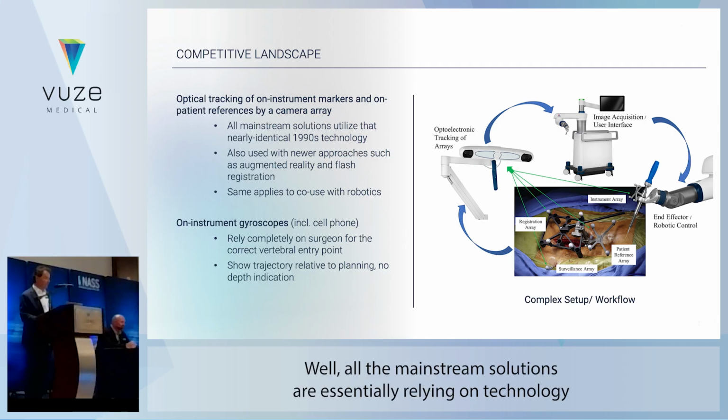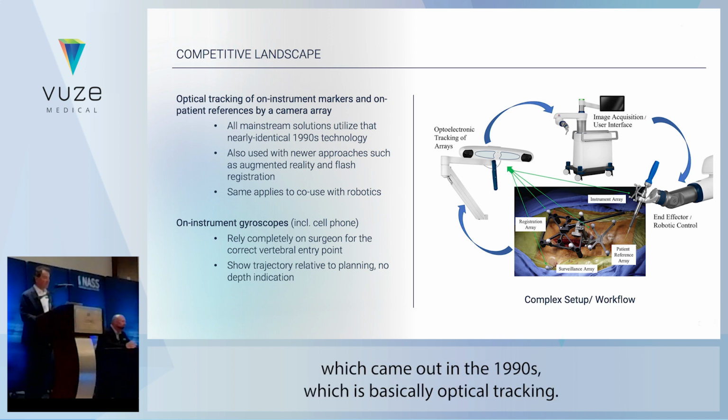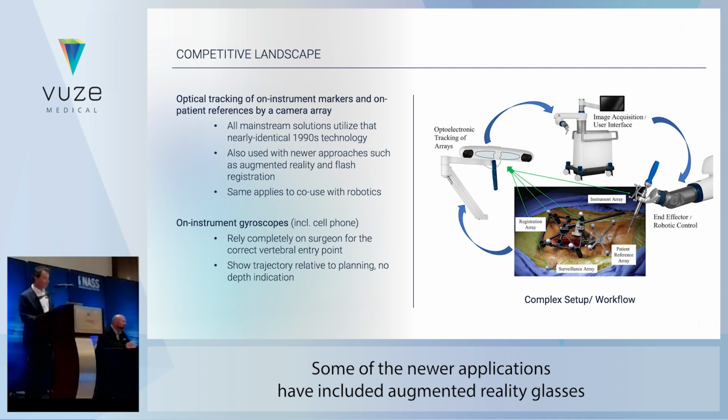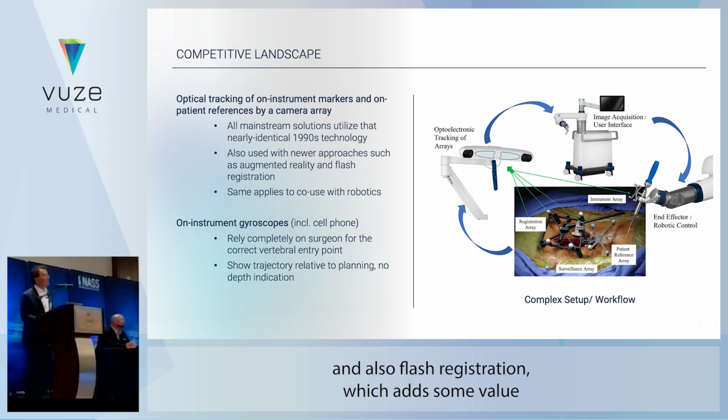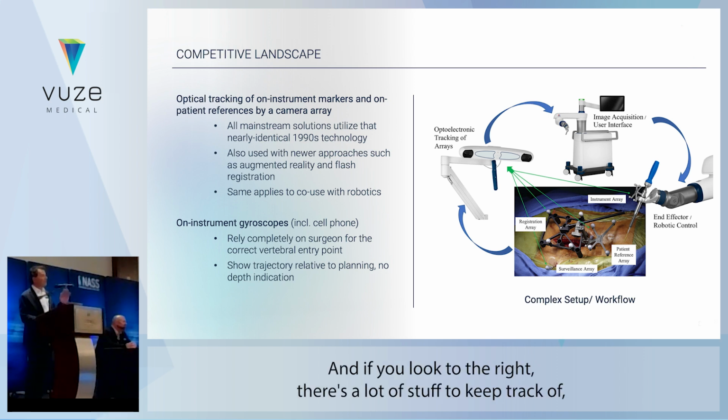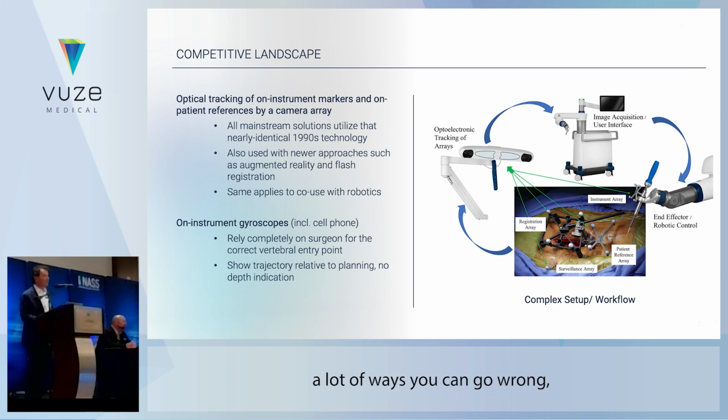So what's out there? Well, all the mainstream solutions are essentially relying on technology which came around in the 1990s, which is basically optical tracking. Some of the newer applications have included augmented reality glasses and also flash registration, which adds some value, but doesn't always solve the problem of pure skin MIS. And if you look to the right, there's a lot of stuff to keep track of, a lot of ways this can go wrong.